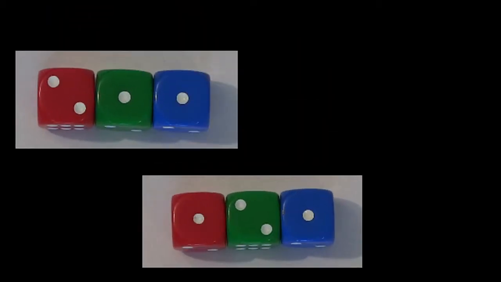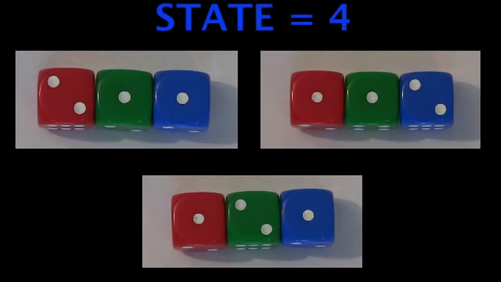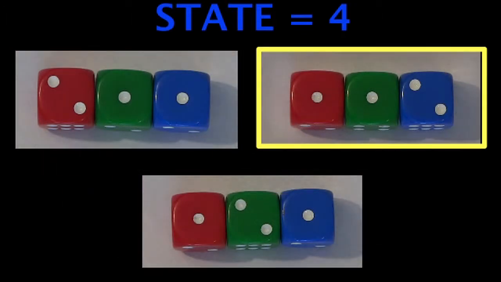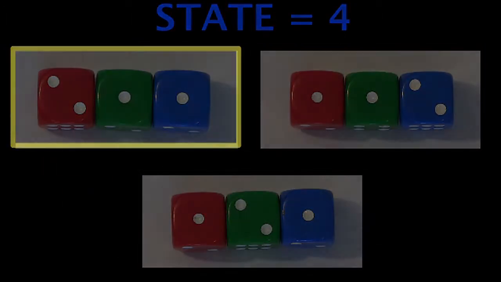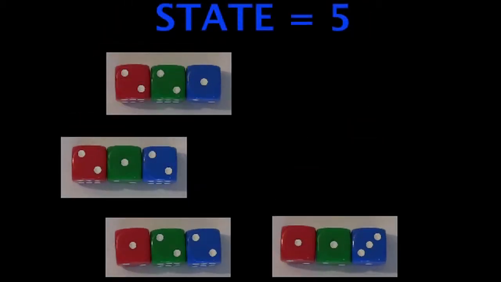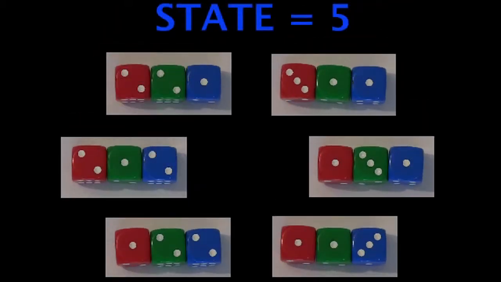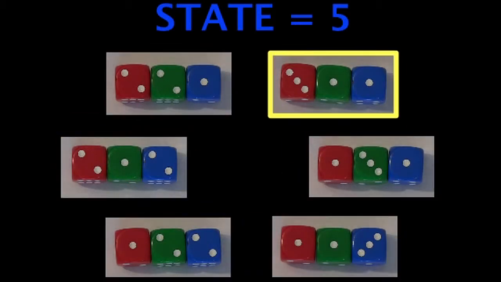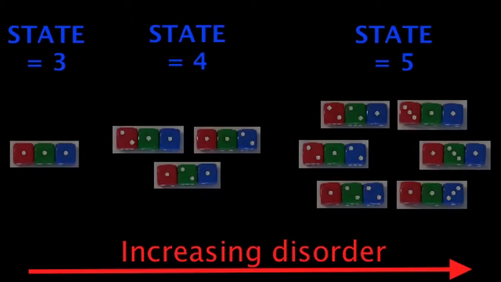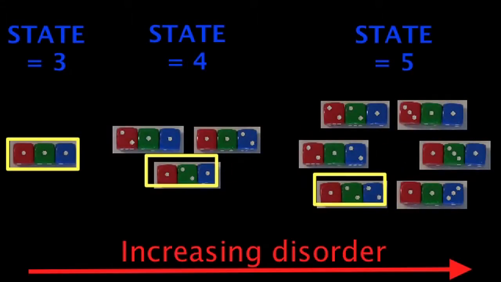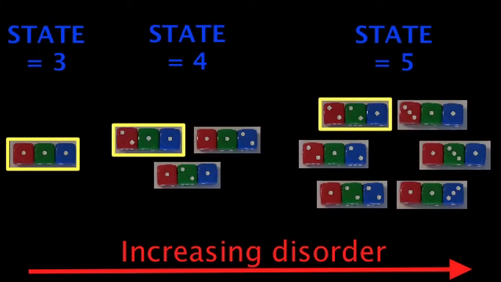By comparison, there are 3 possibilities to get into state 4. This state has less order than state 3 because the dice could be in any of these combinations and the state would still be 4. Now, there are 6 combinations of the dice that result in the state 5. This state has less order than the previous state because the dice could be in any of these 6 options and the state would still be 5. This example illustrates the notion of disorder. The more possibilities there are for a given state, the more disordered that state is.